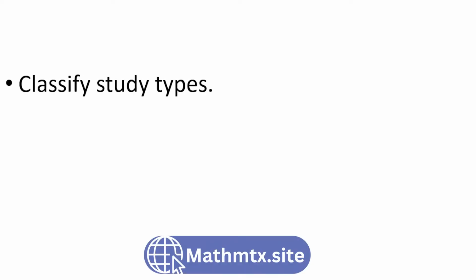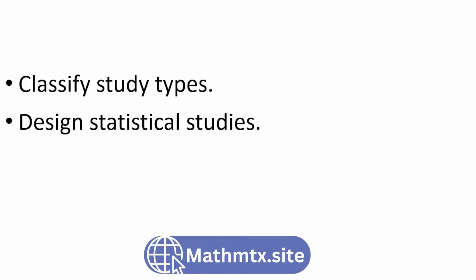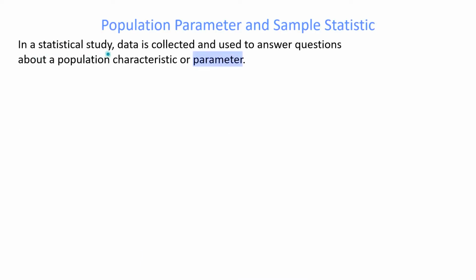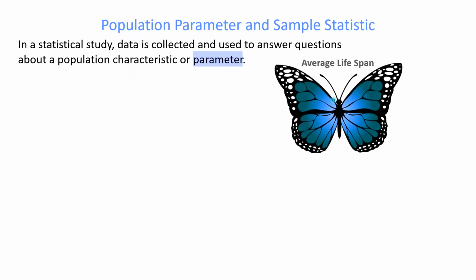Learning objectives for today's lesson is to be able to classify study types and design statistical studies. In a statistical study, data is collected and used to answer questions about a population characteristic or parameter. So we can have the example of the average lifespan of a butterfly.